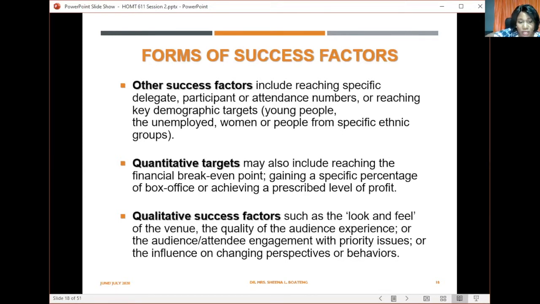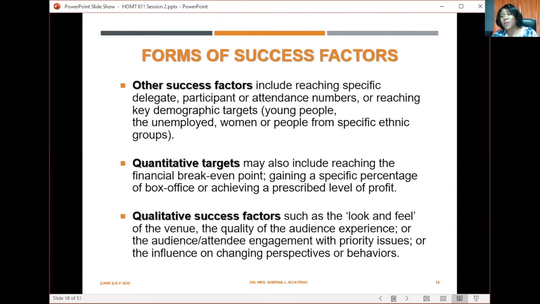Other qualitative factors can be things like the look and feel of the venue, the quality of the audience experience. Like now Momo is saying, now Momo attended the first girl talk. She didn't have a good experience. So if we are talking in qualitative terms in measuring success, using now Momo's experience, we can say the event was not much of a success because she didn't really have a great experience, right? So these are ways in which, as an event professional, you can measure the level of success of your event.